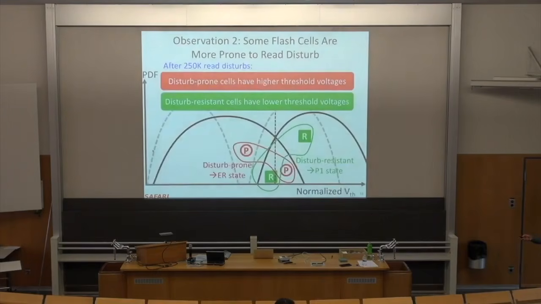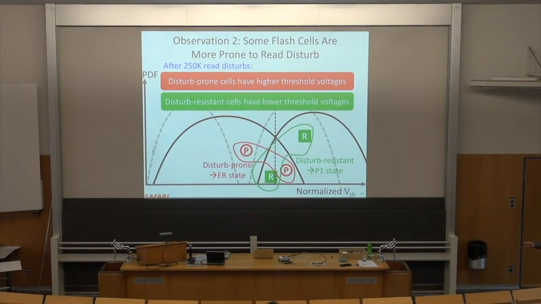Basically, these are the cells that are around this vicinity. If you can somehow classify them as read disturb prone versus read disturb resistant, then you would actually say, oh, this one is read disturb prone, so it should really belong to the previous state over here. It moved over here because it was read disturb prone. And this one is read disturb resistant, so it should really belong to the higher state. That's the idea over here.